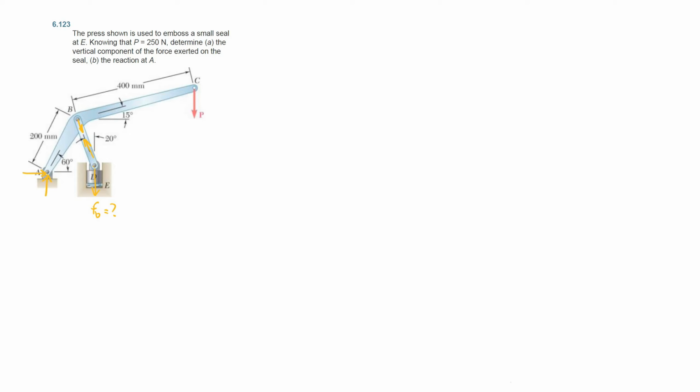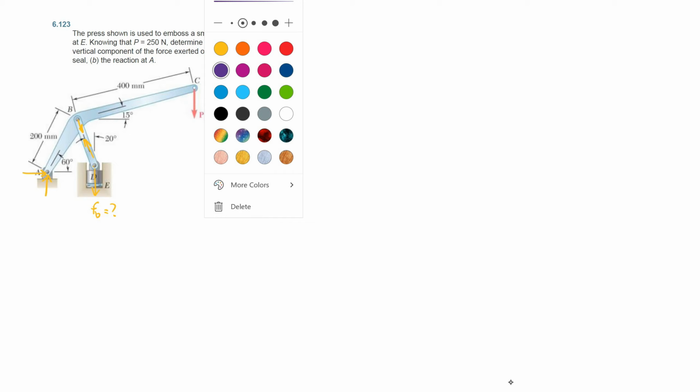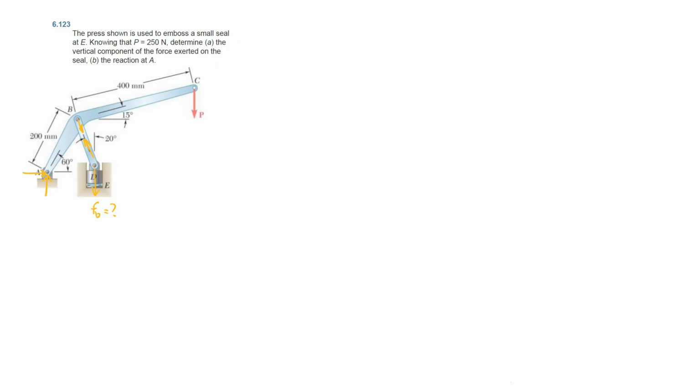So to get started, we're going to go ahead and draw our free body diagram of a member. Remember in the last example for frames, I said that you find all your reactions. In this case, it's a little bit more difficult because there are a lot of unknowns. So what you want to do is pick a member and get started.